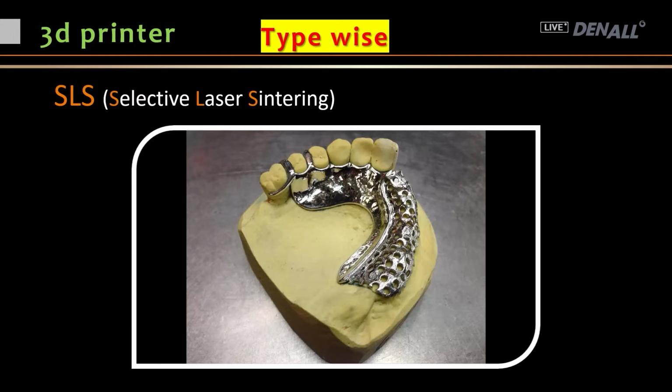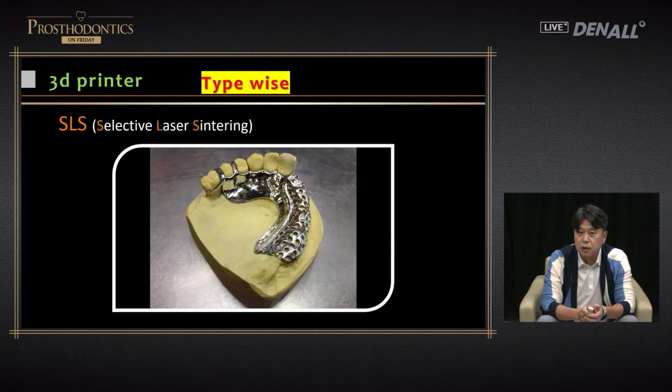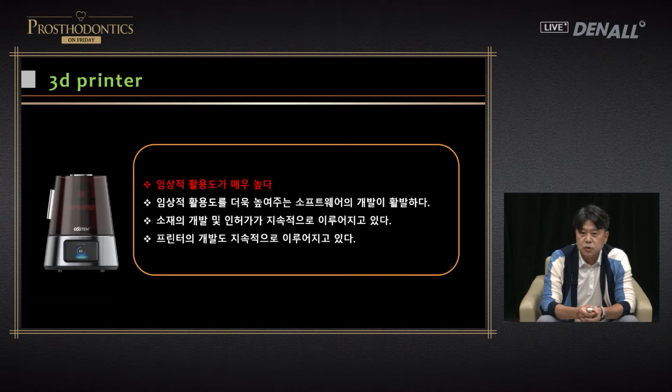The RPD framework that you receive from a lab, in many cases, is printed by 3D printers. I talked about 5 3D printing types. In summary, it has a very wide variety of clinical areas where it can be used, and the software supporting it is being rapidly developed. Also, the materials are being developed.